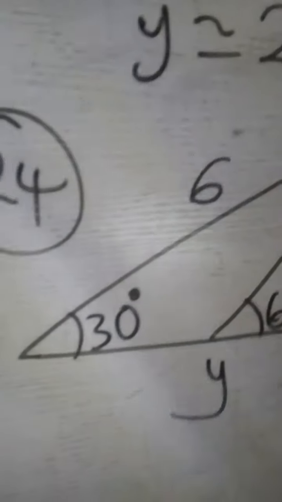So using Pythagoras states that hypotenuse square equals opposite square plus adjacent square. So what's my hypotenuse now? 6. 6 square equals the opposite, which is 3, 3 square plus my y square. This is not part of it. So 6 square is 36. This is 9, and this is x square.